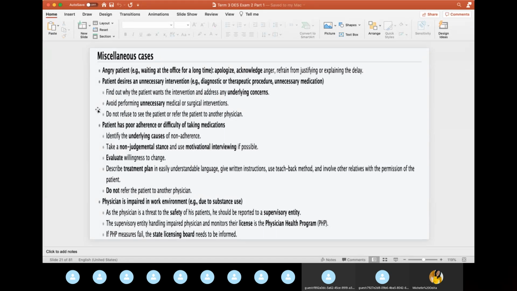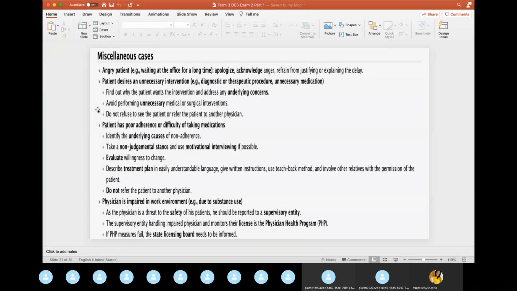The patient has poor adherence or difficulty taking medications. What are you going to do first as a physician? Identify the cause of non-adherence, evaluate willingness to change, and describe the treatment plan. Do not refer the patient to another physician, and do not label them non-compliant.